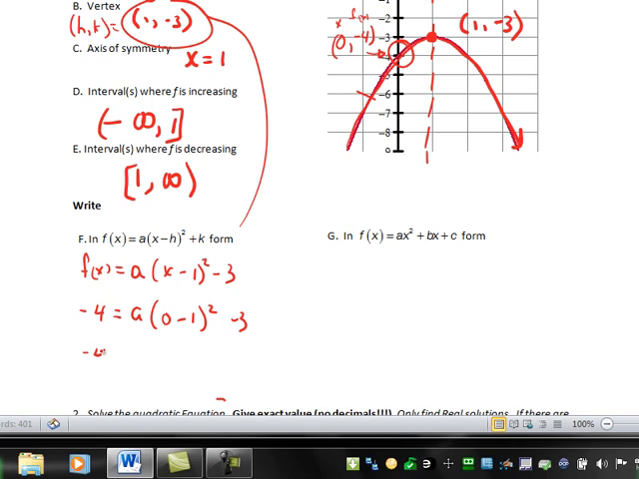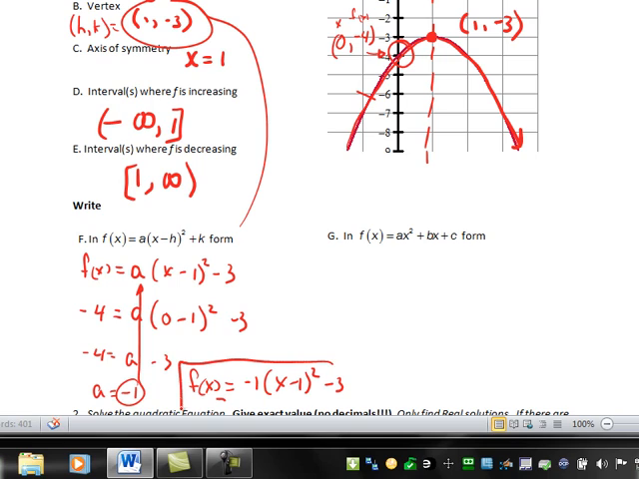And so we'll have negative 4 equals, so 0 minus 1 is negative 1. Negative 1 squared is 1. So we'll have a times 1, and we'll just put a minus 3. Solving for a, we're going to add 3 to both sides, and we'll get a equals negative 1. So that's not our final answer. We're going to take that and plug it into that equation, and that would be our answer. So f of x equals negative 1, x minus 1 squared minus 3.